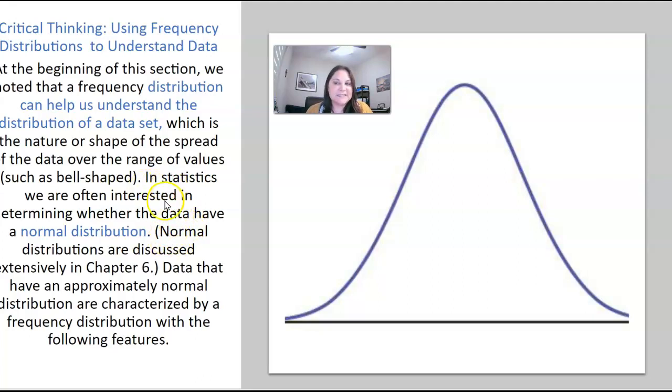It states that in statistics, we are often interested in determining whether data lies in a normal distribution, because if it does, there's a lot of things that we can do with the numbers. So normal distributions are discussed extensively in chapter 6. They're the basis of chapters 7 and 8 as well. And that's why we're talking about them right now in chapter 2, because they're so important. Data that have an approximately normal distribution are characterized by a frequency distribution with the following features on the next page.